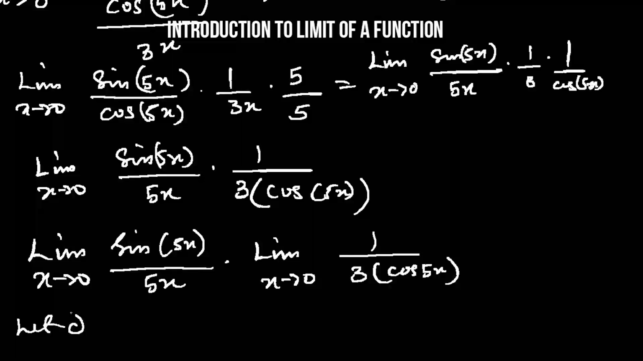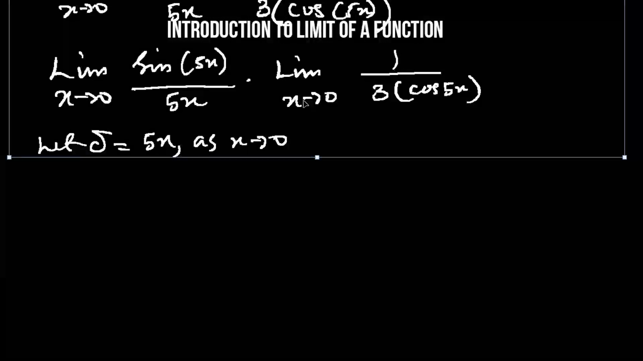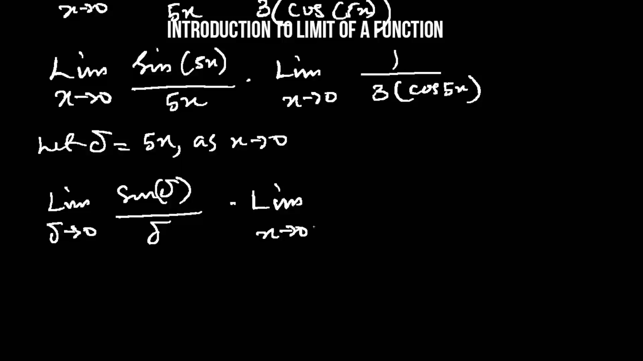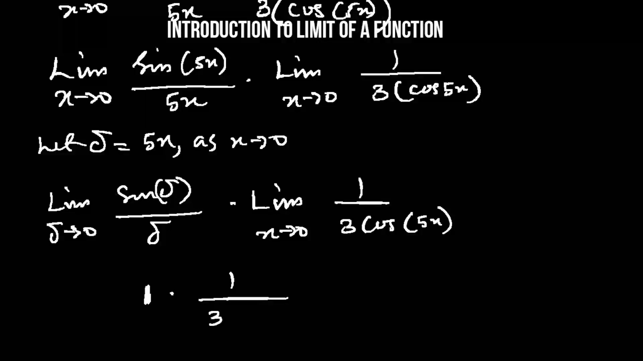So if I have this right here, I can say let delta equal 5x as x tends to 0. Am I right? So this is going to be the limit as delta tends to 0 of sine delta divided by delta, multiplied by the limit as x tends to 0 of 1 over 3 cos 5x. So let's put in the value. This one is going to become 1 multiplied by 1 divided by 3 into brackets.